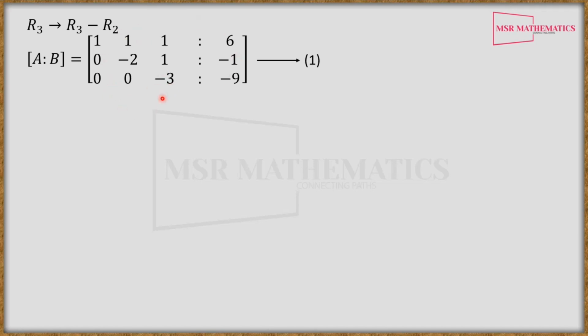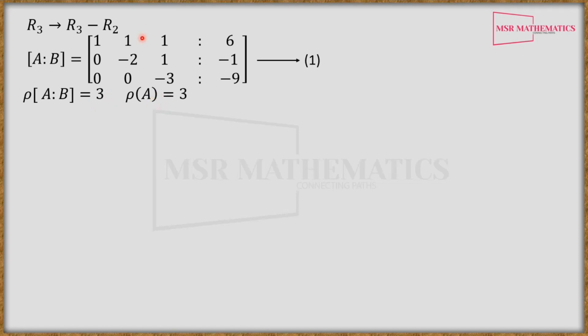Once we reduce this to an echelon form, the next step is to find rho of A and rho of A | B. Rho of A is nothing but the rank of this matrix. Here the number of non-zero rows is 3, because no zero row is present, therefore rho of A is 3. In a similar way, for the rank of the whole augmented matrix, rho of A | B is also 3. For rho of A | B you have to consider the whole matrix. Here this is a non-zero row, this also, this also. So we can conclude that rho of A | B is 3.